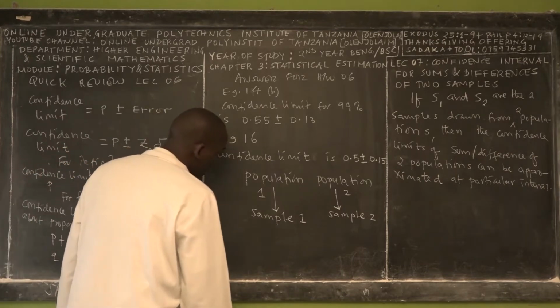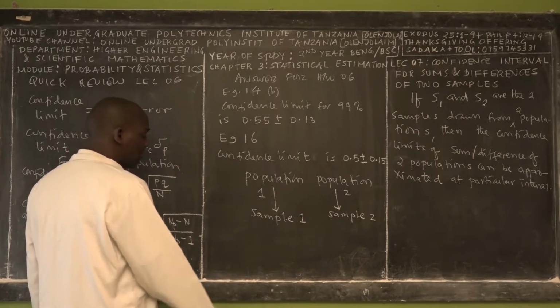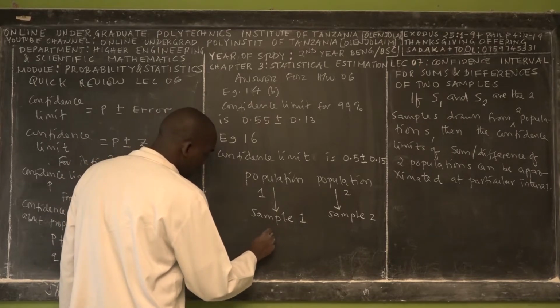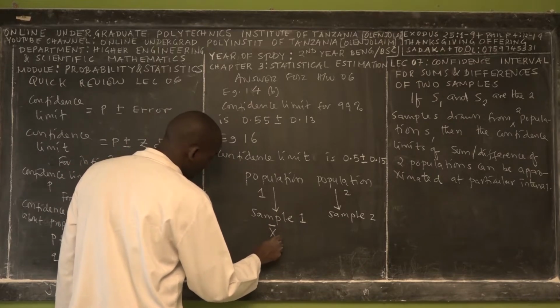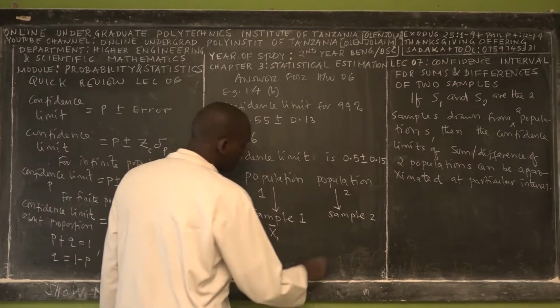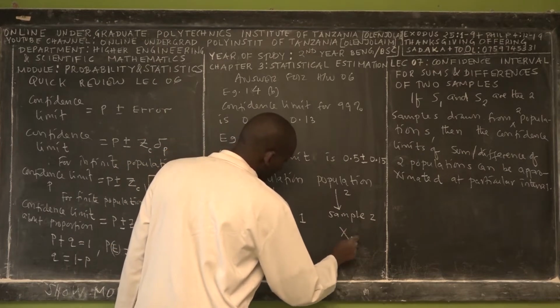So in sample 1 we can find the statistical mean 1. In sample 2 we can find the statistical mean 2.